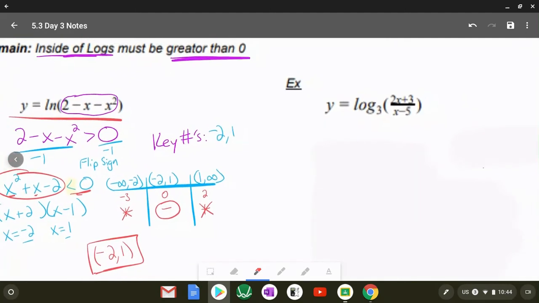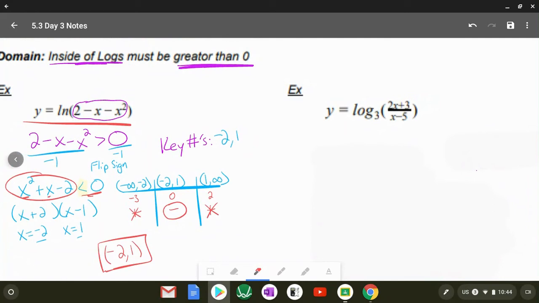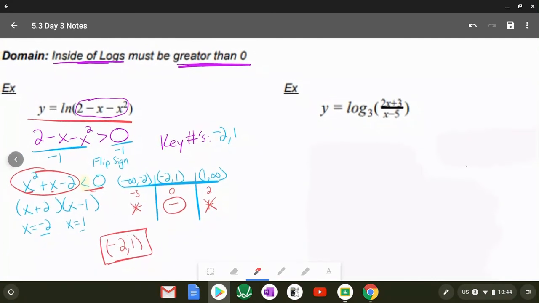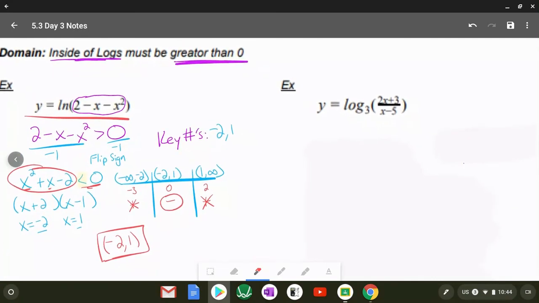For the second example, go ahead and pause the video, try it on your own, and then unpause the video and see how you did. We're finding the domain of that second example.